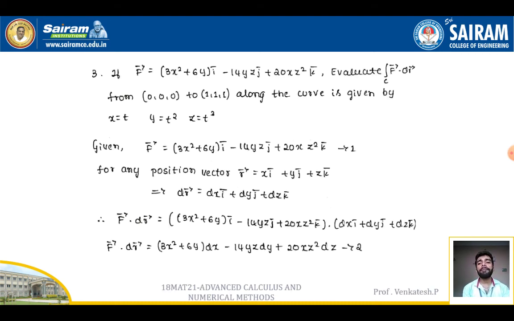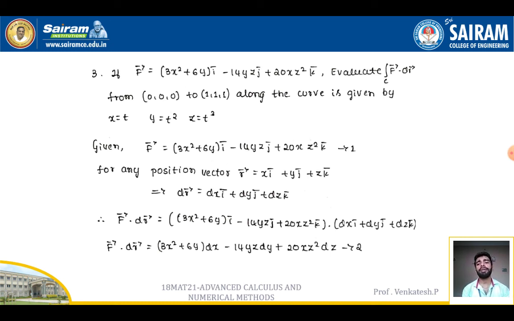One more example, if f is equal to 3x square plus 6y i cap minus 14yz j cap plus 20xz square k cap. Evaluate the integration over the region C of vector f dot dr from the points 0, 0, 0 to 1, 1, 1 along the curve given by x is equal to t, y is equal to t square, z is equal to t cube. So same thing here also.